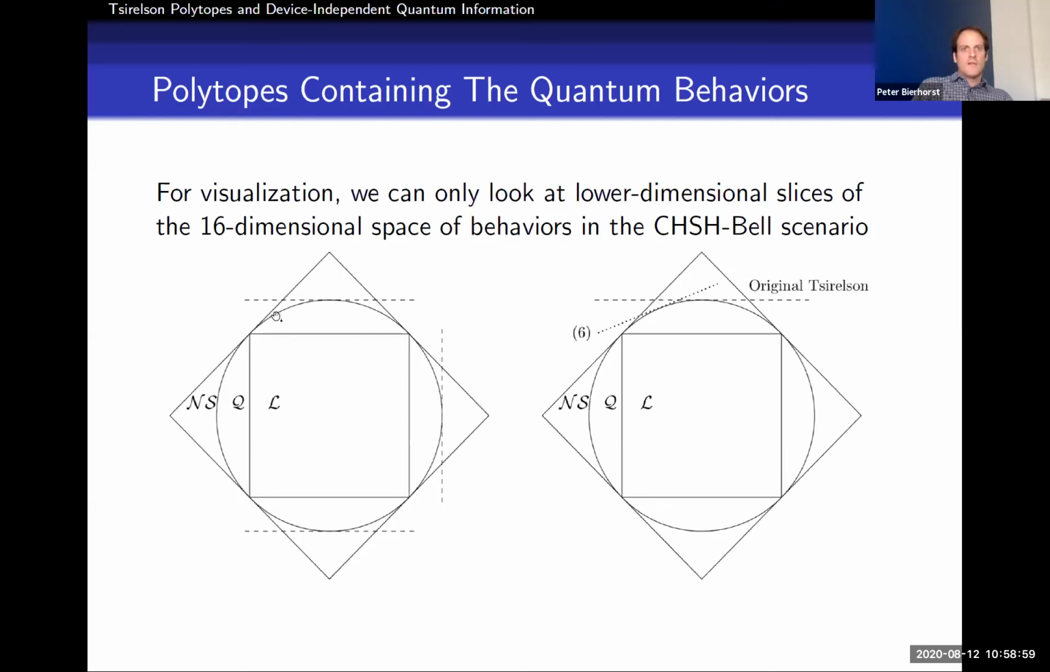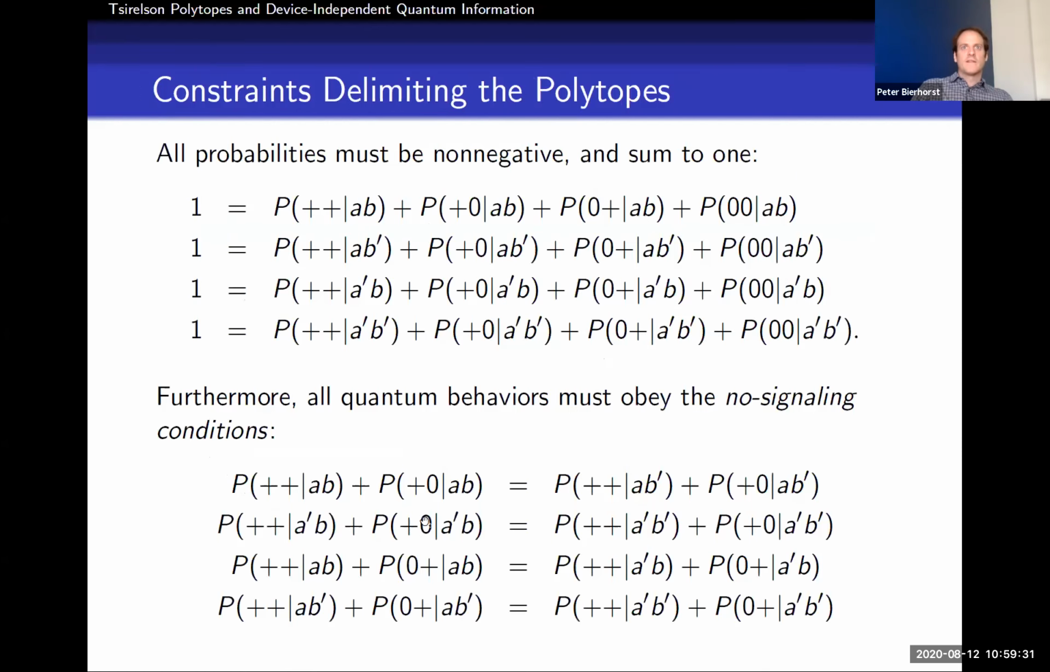But the main takeaway here is that in our 16-dimensional space of valid probability distributions in the CHSH-Bell scenario, the quantum set is not like a polygon. It's like a circle, or it has a curved boundary, but it turns out we can contain it in these larger polygons. So let's ignore these dashed lines for now, and let me just talk about how I can contain the quantum set of valid probability distributions within this larger no signaling set. So going on to our next slide, we have constraints delimiting the polytopes that contain the space of quantum valid probability distributions.